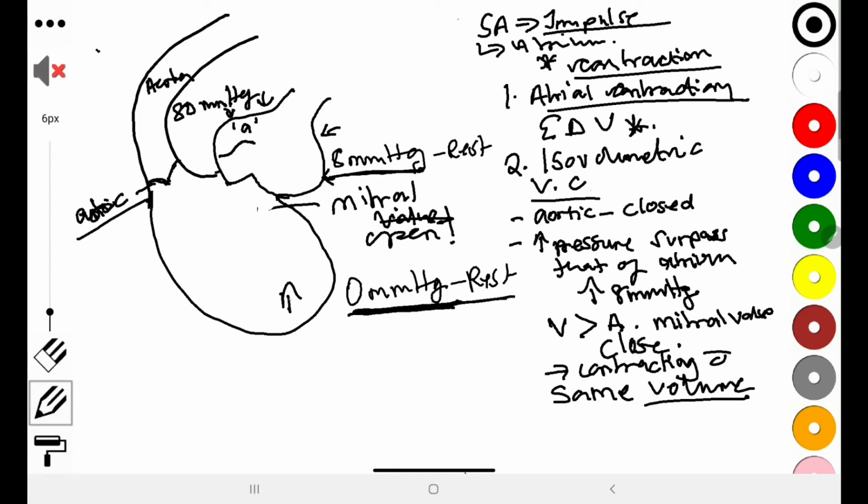Because it raised up enough pressure to close the mitral valve, but the pressure raised in the ventricle was not yet strong enough to open the aortic valve. So the aortic valve is closed, the mitral valve is closed, and it is working against these two closed valves. That is why we call it isovolumetric. It's one volume. And what is happening in this one volume arrangement? There is ventricular contraction. So that is phase 2.